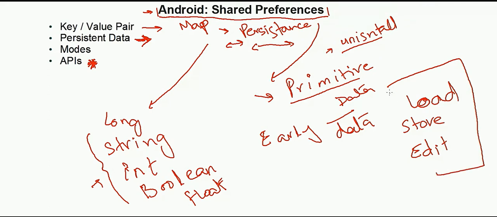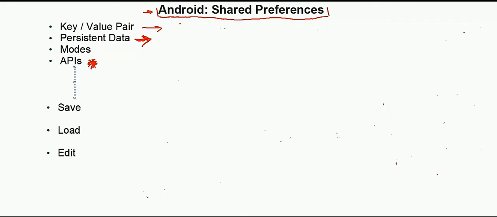Now we will discuss what the functions or the APIs are that are used to load, store, and edit data using the shared preferences. So we now have a clear picture. These APIs are the save, load, and edit functions that we discuss now.